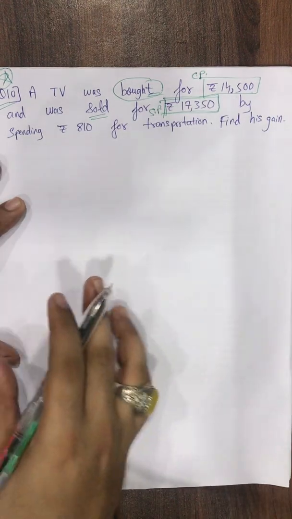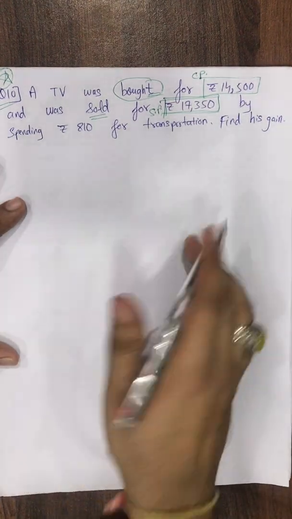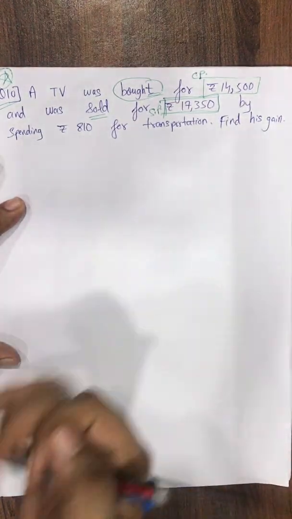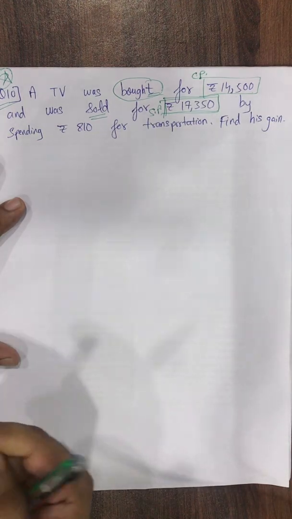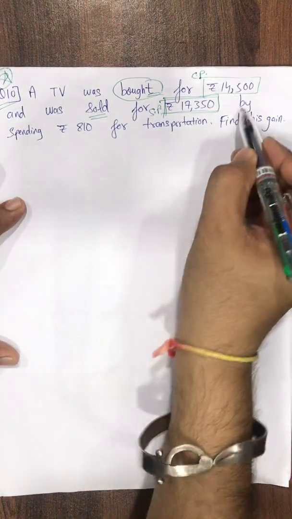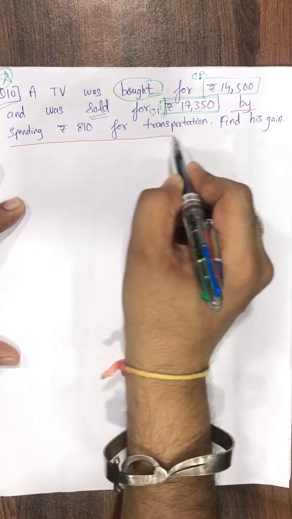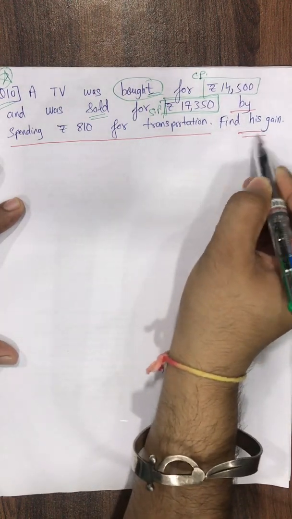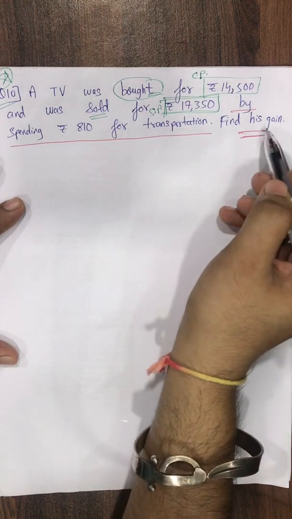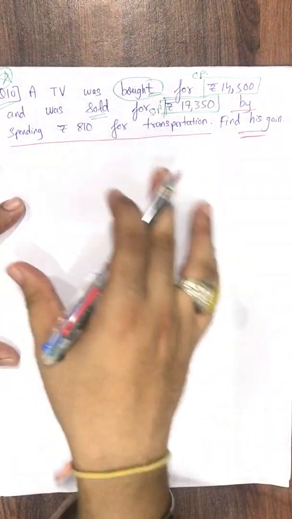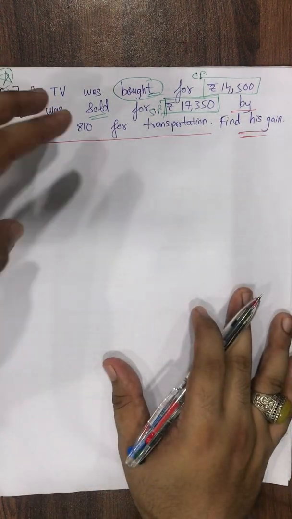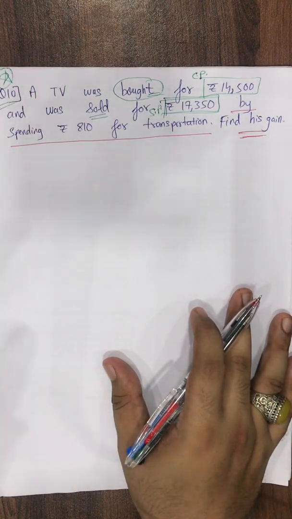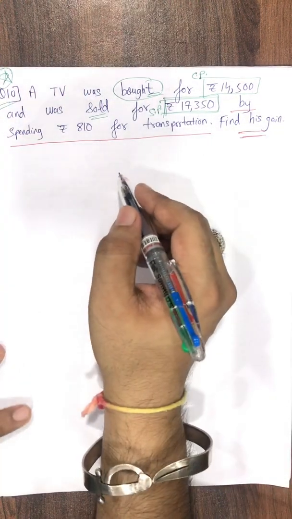Now comes the catch. That's the reason I mark this as important. By spending rupees 810 for transportation, find his gain. Here his means the shopkeeper. Please, I just want to make you all understand this question in the form of a story. Let me make a story, students.